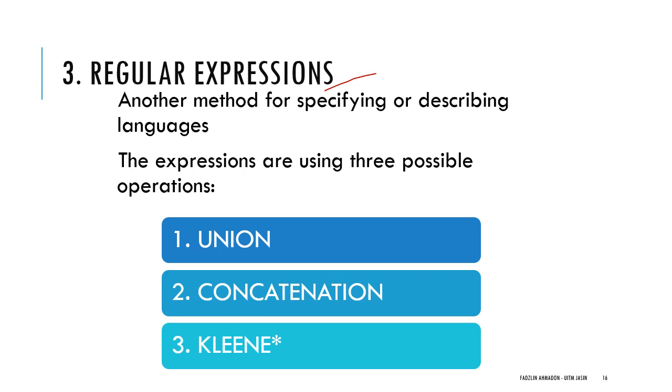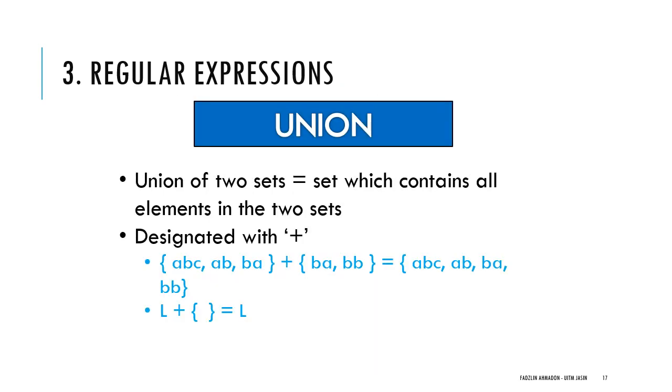The 3 possible operations in regular expressions are union, concatenation, and Kleene star. So the first operation that we will discuss is union. The result of a union operation is a set combining two sets.